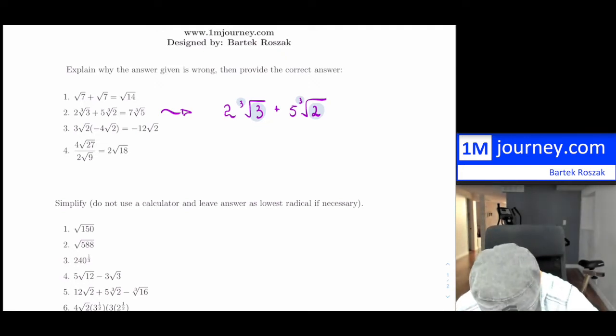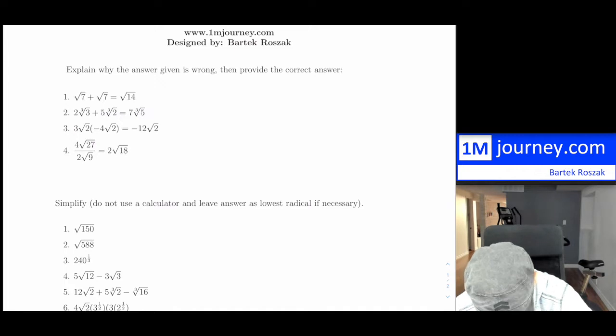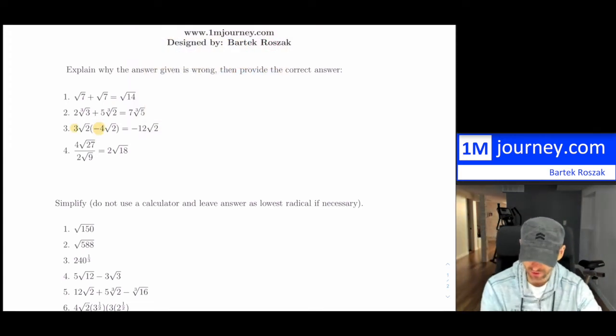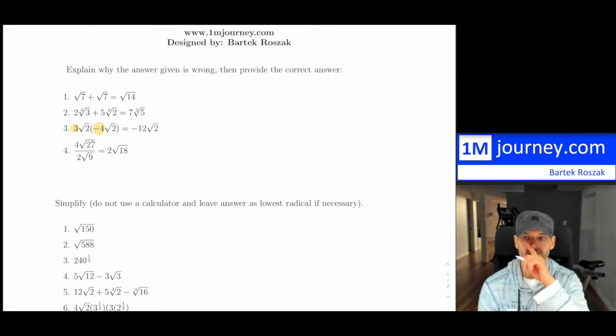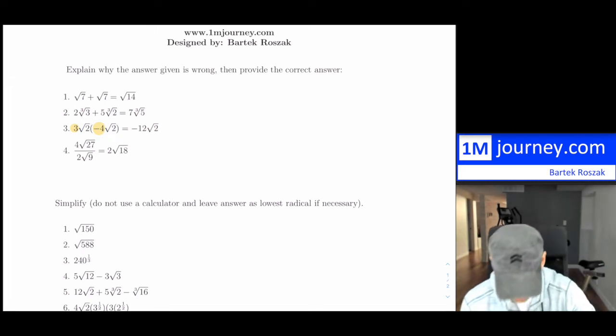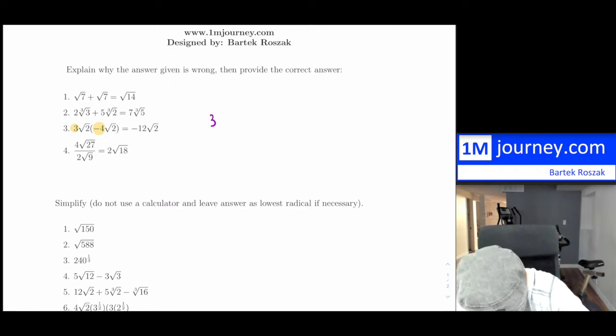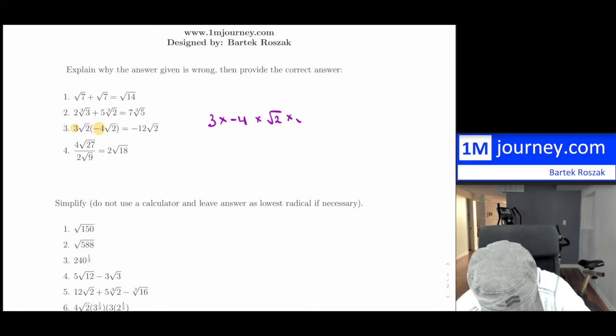For question number 3, if I take a look at this one, you have multiplication. So you have 3 times negative 4. So that's going to be negative 12, so that's correct. But now notice that they have forgotten to multiply the square root of 2 times the square root of 2. So the way that we would do it is, this is basically 3 times negative 4 times the square root of 2 times the square root of 2. So this correctly is negative 12.